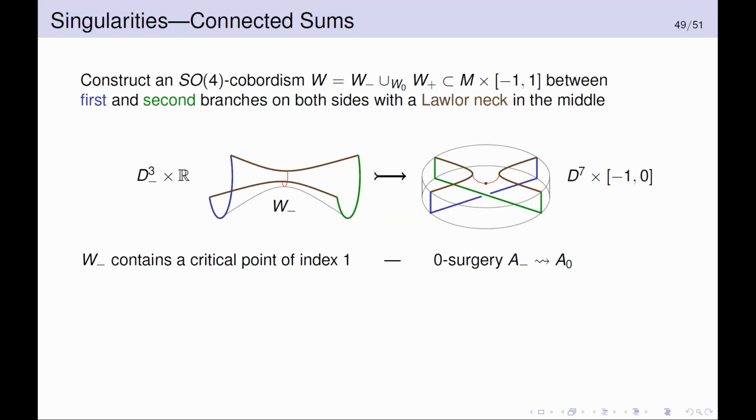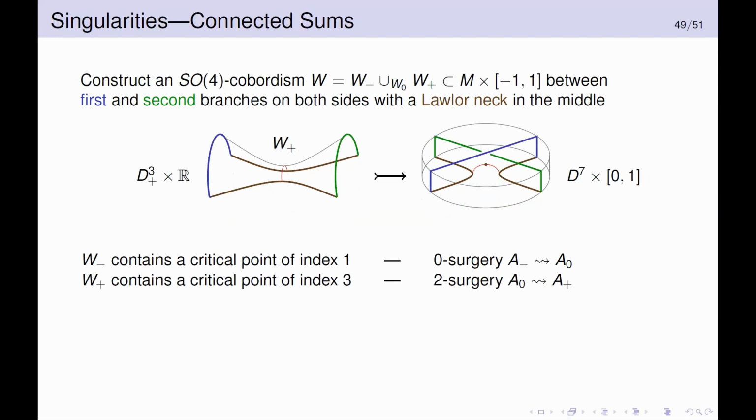You see also that the image has one critical point, and if you look correctly, it has index 1. That is because the boundary of the red piece is actually a 2-sphere, and we are inside 4-manifolds, so it's a 3-disk going up and a 1-disk going down, which means we are performing a zero surgery to get from A minus to A zero. Now let's look at the other half. That looks pretty much the same, except that now you see that the blue associative is lying on top of the green one.